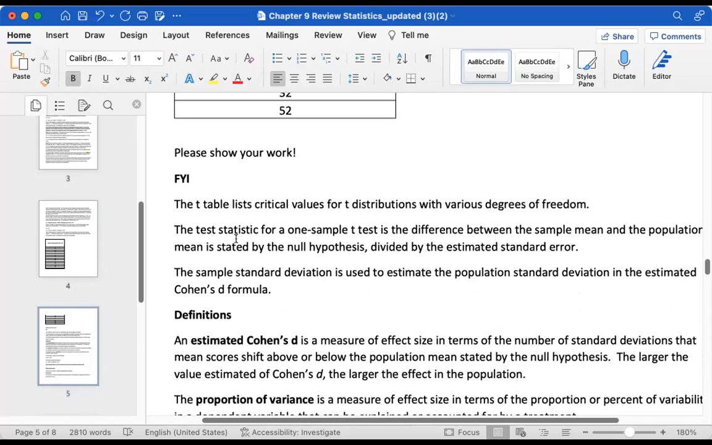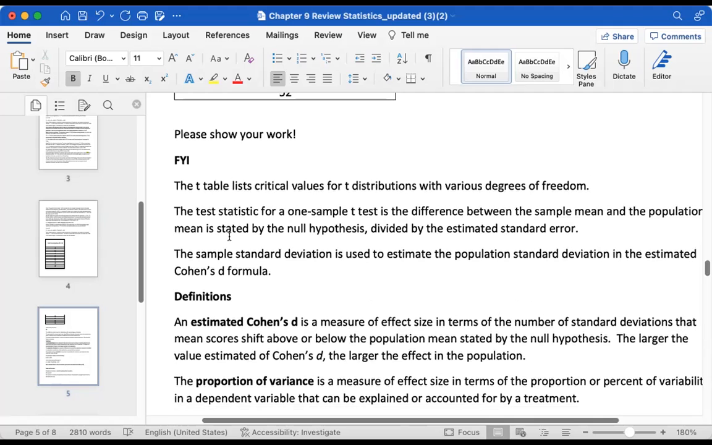So the T table is critical values of T distribution with various degrees of freedom, which you saw in the chart, right? That makes sense. The T statistic, and I am sharing, okay. The T statistic for, what was that?